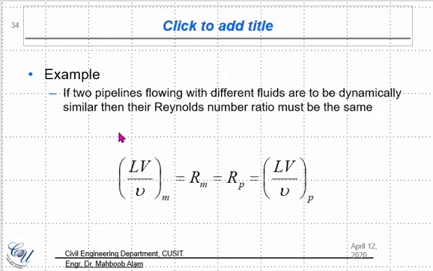This is just an example of the same thing. If there are two pipelines flowing with different fluids, and we have to ensure that they are dynamically similar, then we just have to ensure that the Reynolds number ratios are the same. So let's say this is the Reynolds number in the model, this is the Reynolds number in the prototype, and we have to ensure that this ratio is the same at all places in the model and in the prototype.